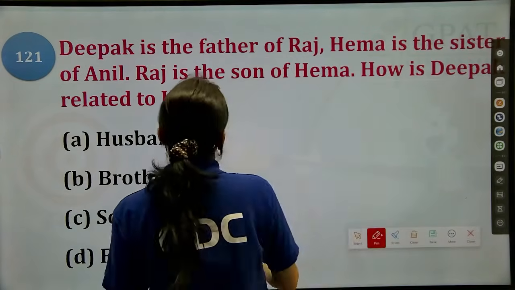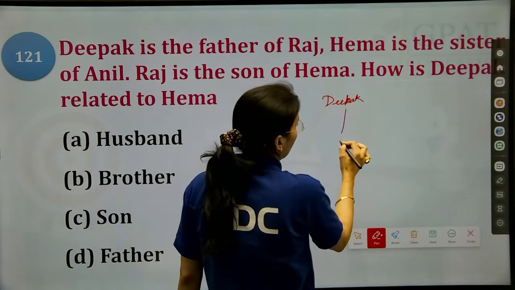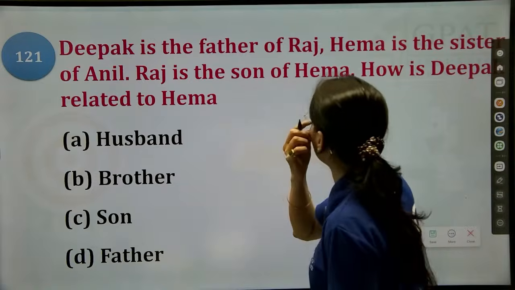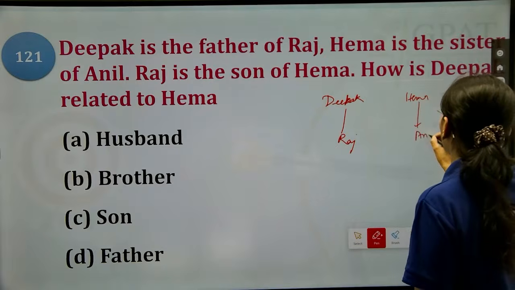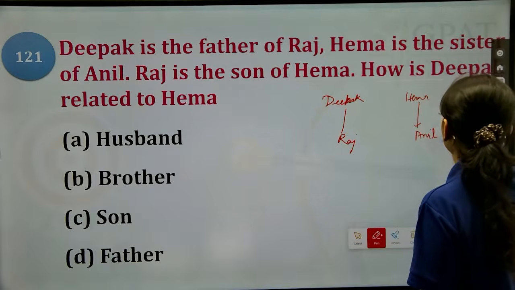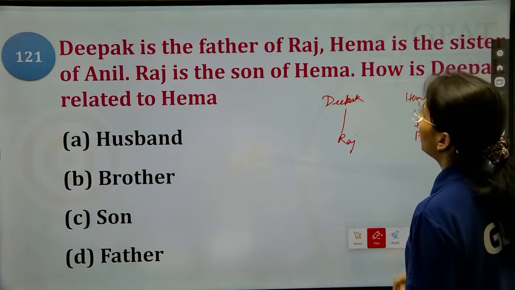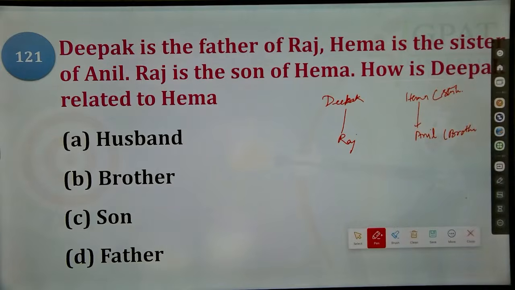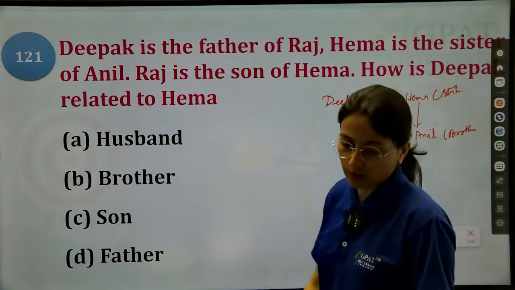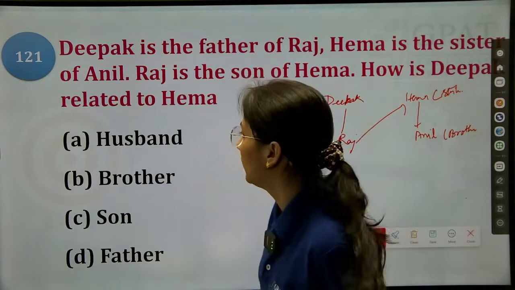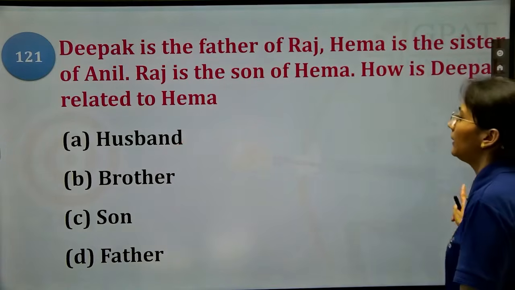Deepak is the father of Raj. So here is Deepak and here is Raj. And Hema is the sister of Anil, brother and sister. Raj is the son of Hema. So how is Deepak related to Hema? Like husband. So option number A is correct for question number 1.